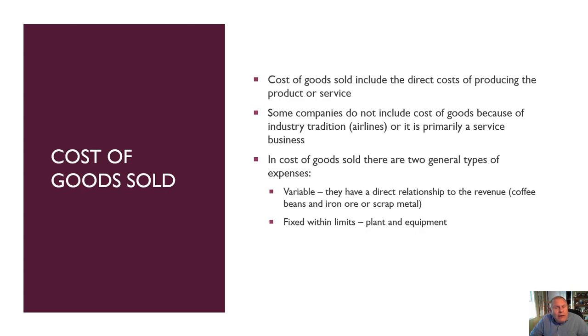Then there are fixed within limits, plant and equipment. So if I have GENESEO Coffee Company, if I have a coffee roaster, and it's a matter of how much I'm using it. So that's going to be fixed over a given volume level.